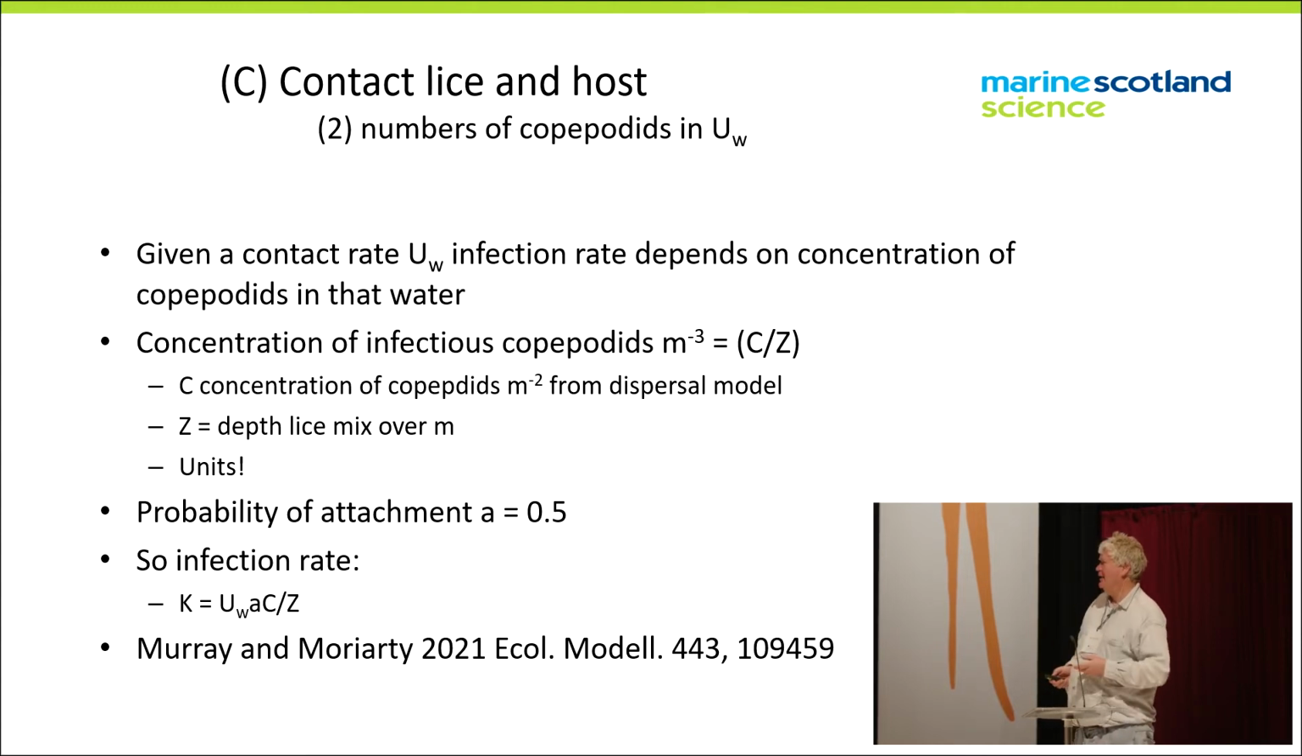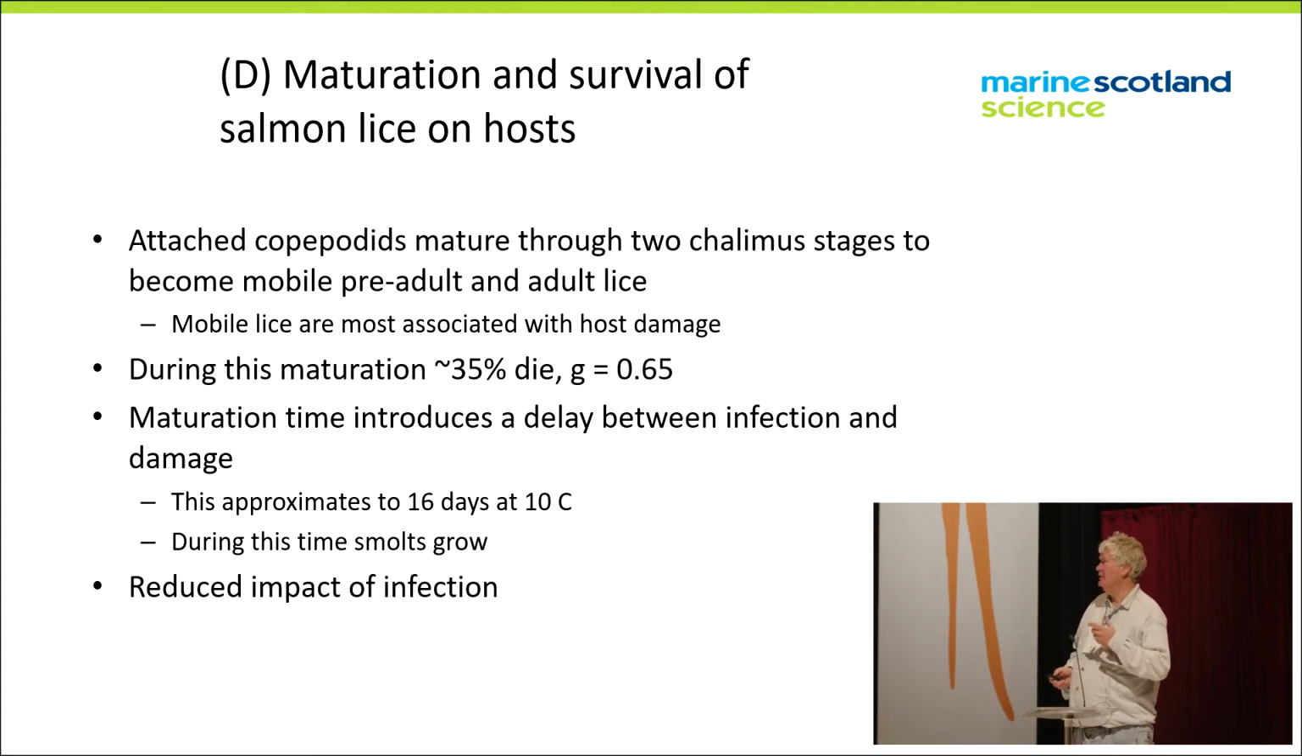But anyway, that's straightforward. And then having got this contact, there is a probability of attachment, which we're assuming is 0.5 per day. And so this gives a simulated infection rate of the formula described there, which is described in Murray and Moriarty, published in Ecological Modelling last year. But we're extending this modeling to include the maturation and survival of larval lice on the host, because once they attach, of course, they go through 2 chalimus stages before becoming the mobile stages, and it's the mobile stages which cause most damage to the host.